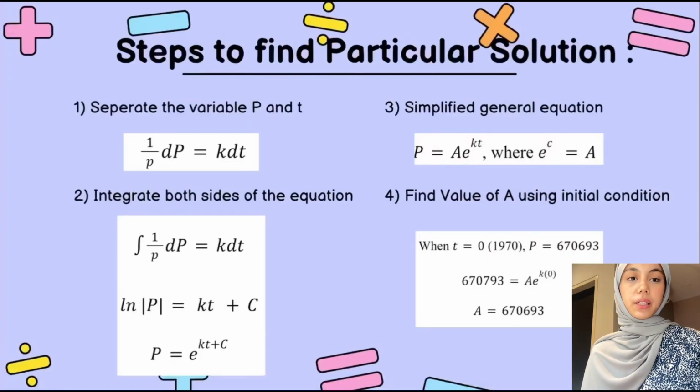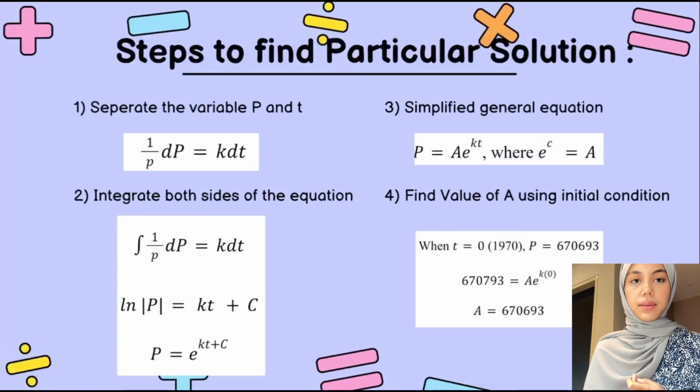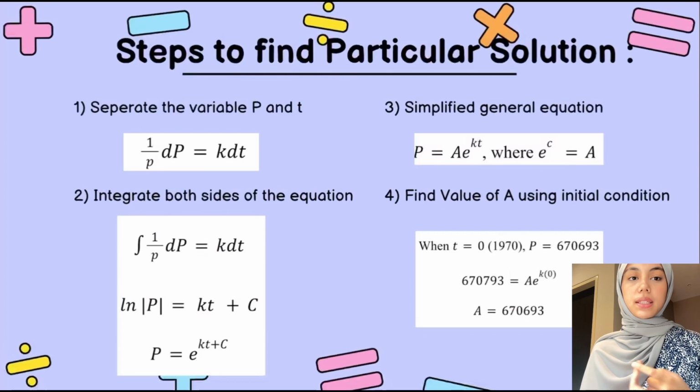Next is to find the particular solution. So the first step is to separate the variables P and t, and we get 1 over P dP equals k dt. Second step is to integrate both sides of the equation, where we get P equals e to the power of kt plus c. The third step is to simplify the general equation, and we get P equals A e to the power of kt, where e to the power of c is A.